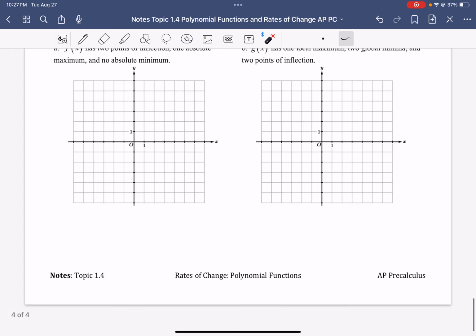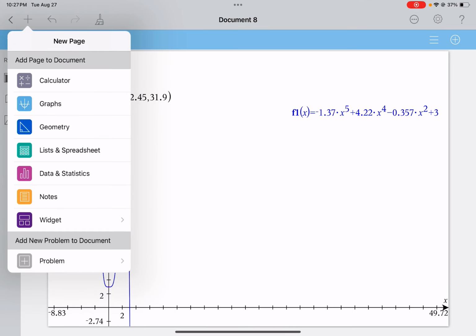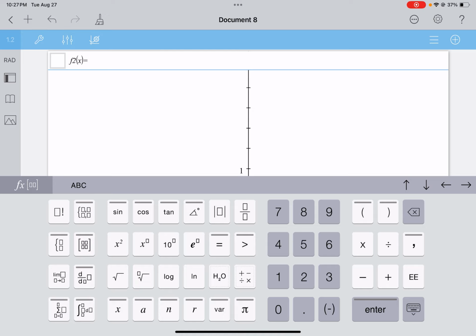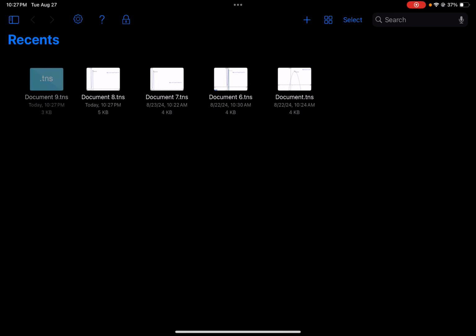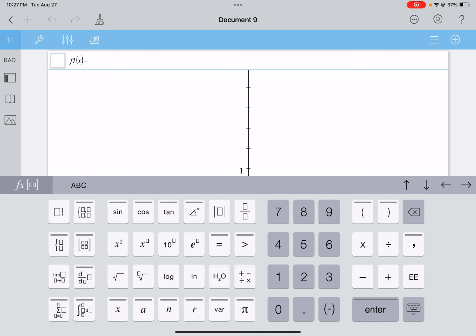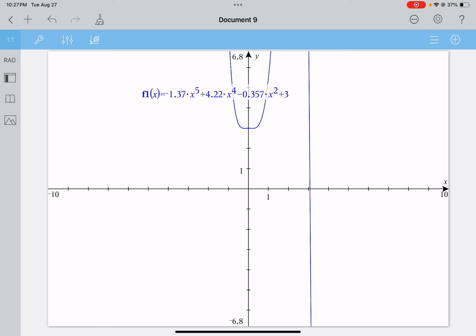So what we're going to do is go to our calculator, and I'm going to add a graph, and I'm just going to type that in. Okay, so that was negative 1.37. Now the question says t, the variable is t, but you cannot put t in the Nspire. So you're just going to manually change it to x. It's not going to change the problem, it's just a different letter for the variable. And then we got x to the power of 4 minus 0.357 x squared plus 3. And then you're going to press enter, and you're going to see something that looks like this.